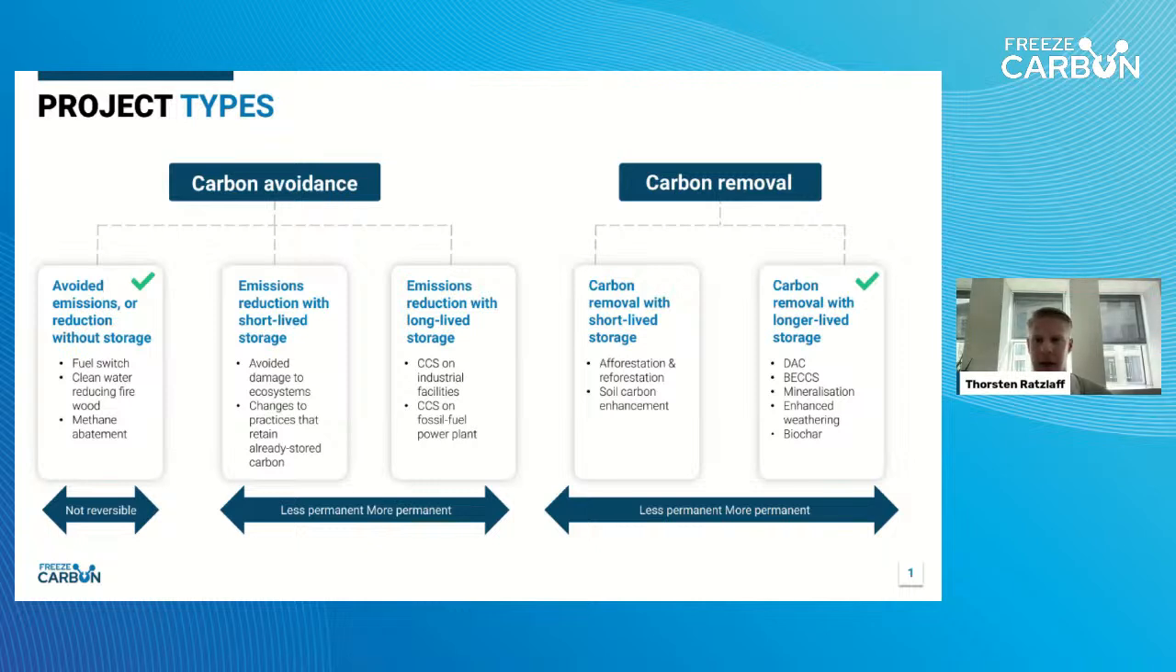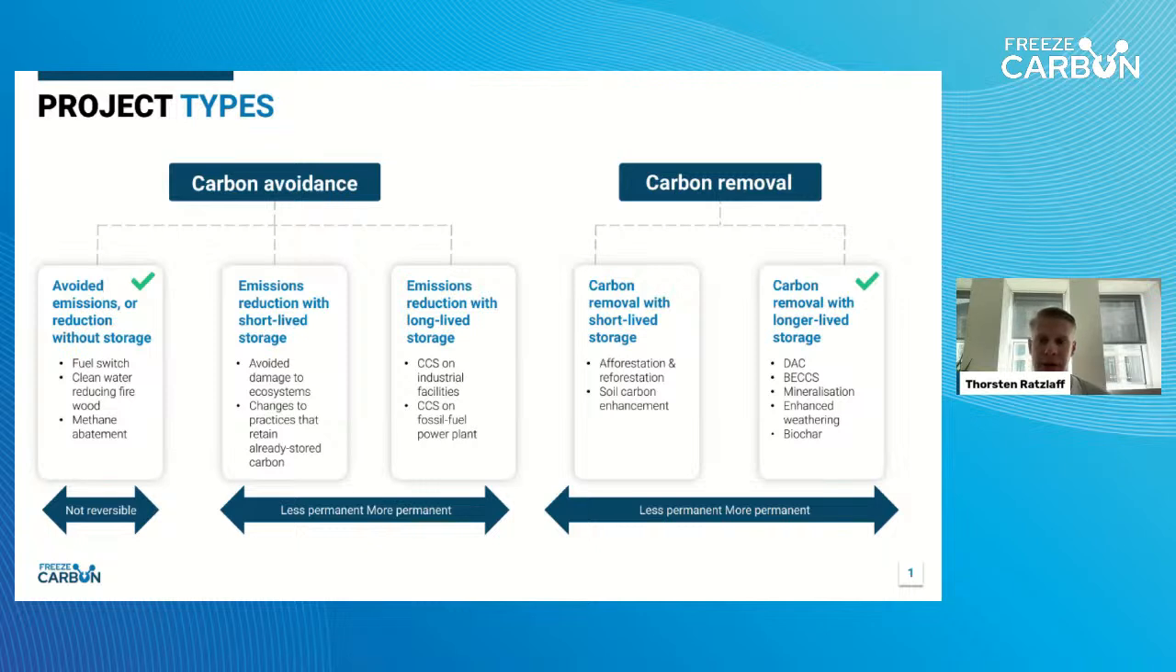Then there is the middle bucket under carbon avoidance, emission reductions with short-lived storage. This is the most prominent one because it is avoided damage to ecosystem, meaning, for example, we protect forest land from being deforested or logged, and therefore keep that CO2 storage in place.